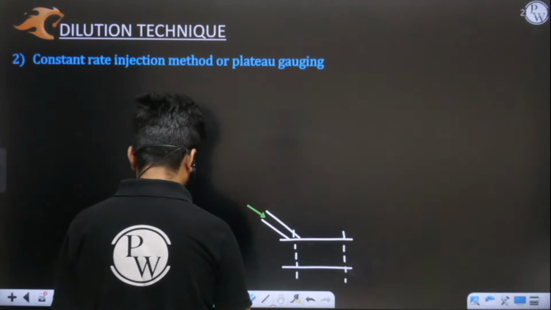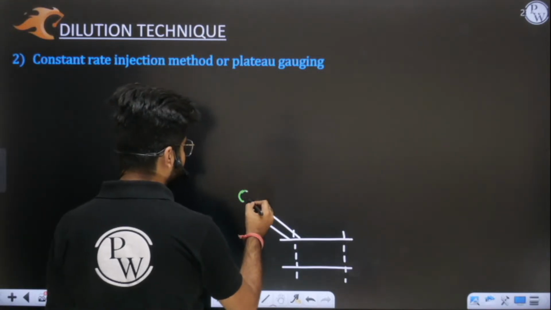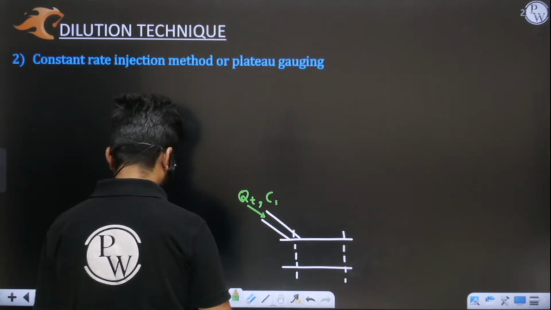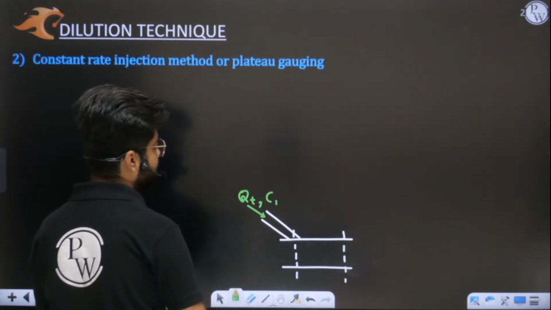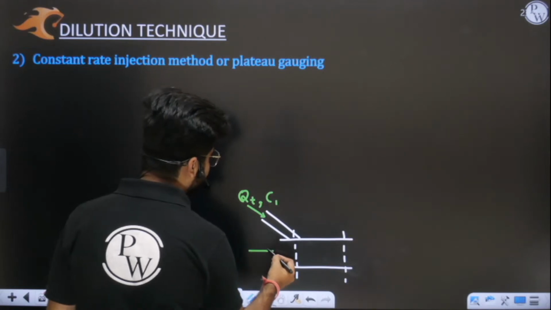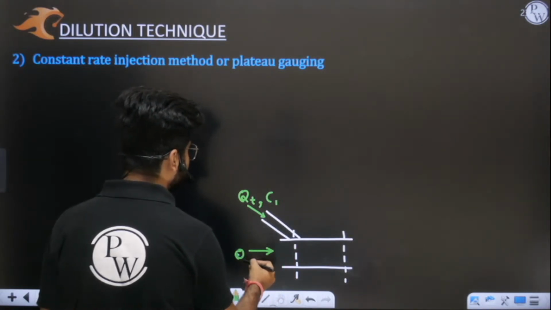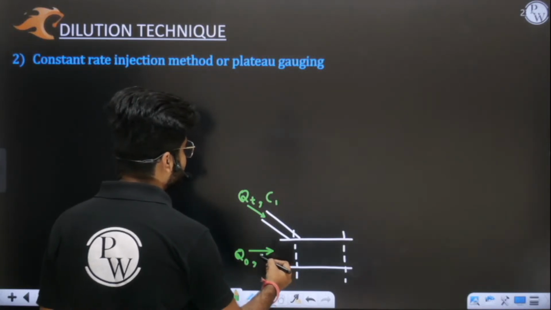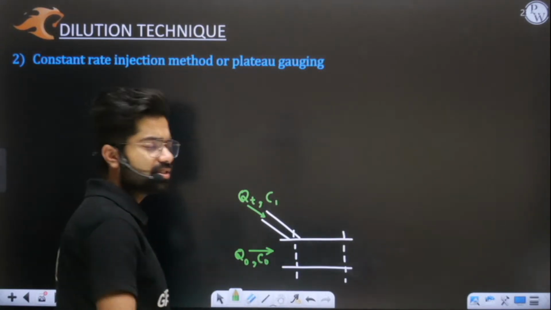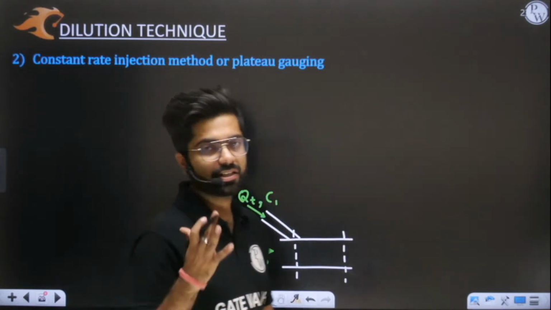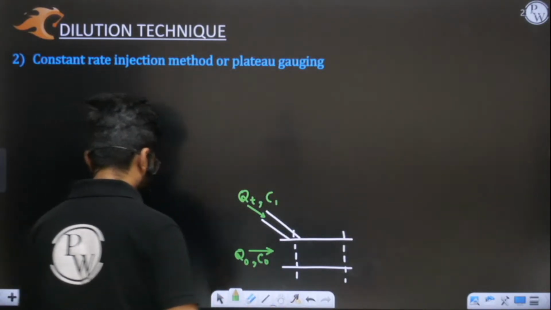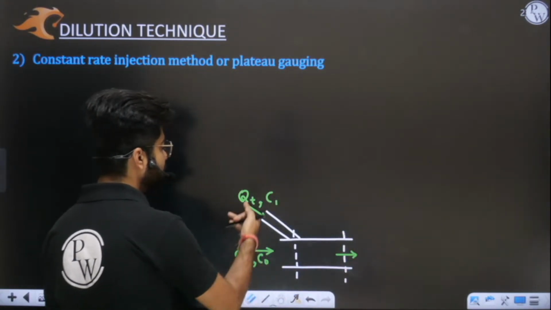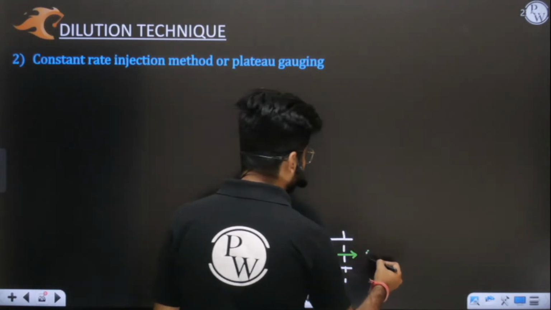The discharge of tracer will be QT and the concentration of tracer will be C1. In your river, the discharge is Q0. And initially, let us say the tracer concentration is C0. That is your background concentration. The discharge which will reach at section 2 obviously will be the sum of both of them, so it will be Q0 plus QT.